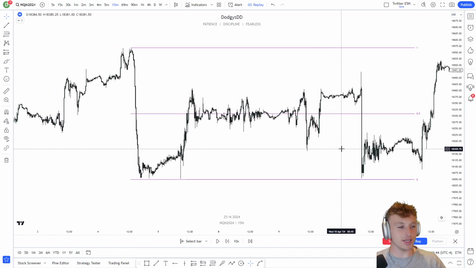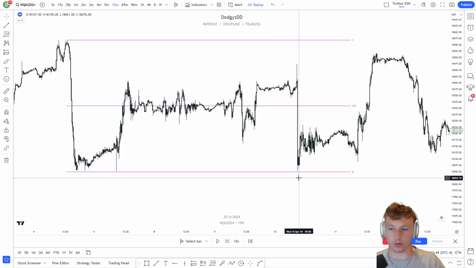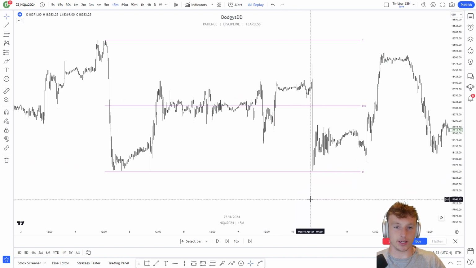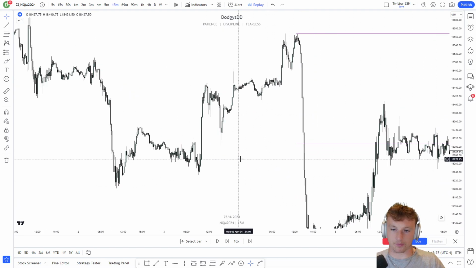And again, you can get away with shorting in discount, but you have to be very confident that draw on liquidity is lower. And here it clearly was not. So that's going to come with screen time. Okay, no one's going to tell you that, but that's going to definitely come with screen time, and that's that.